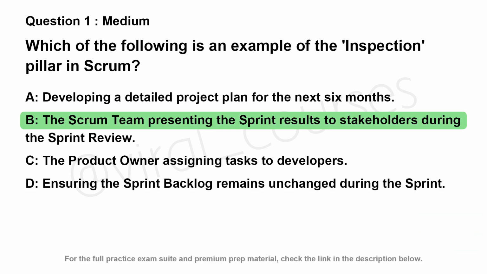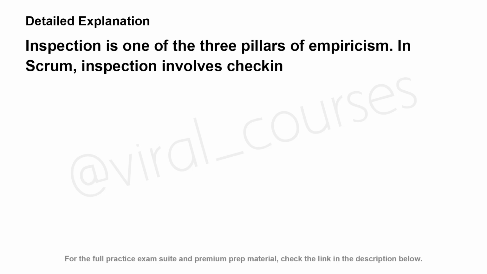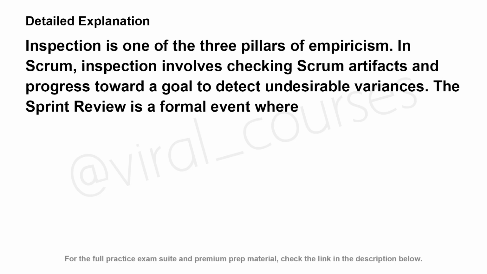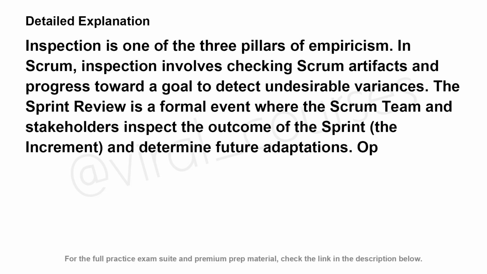The correct answer is B. Inspection is one of the 3 pillars of empiricism. In Scrum, inspection involves checking Scrum artifacts and progress toward a goal to detect undesirable variances. The sprint review is a formal event where the Scrum team and stakeholders inspect the outcome of the sprint, the increment, and determine future adaptations.